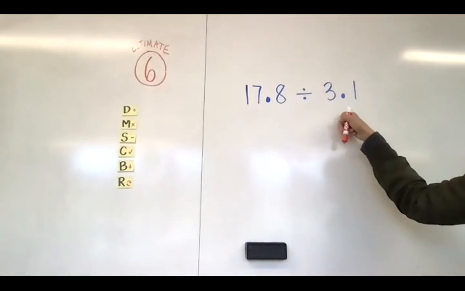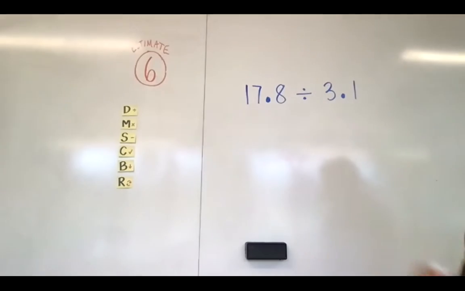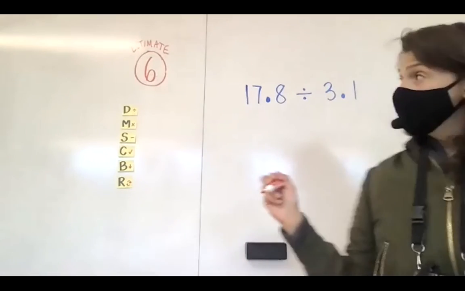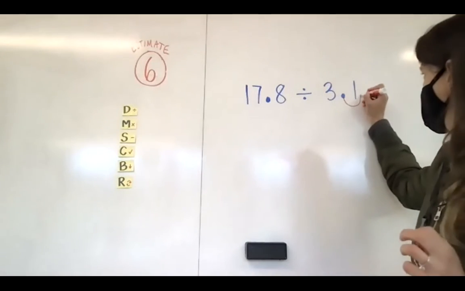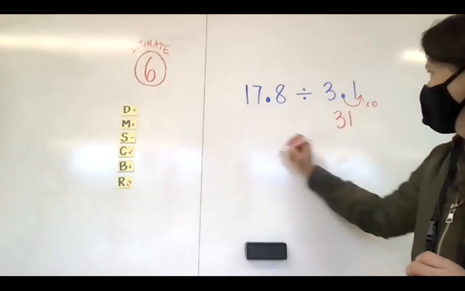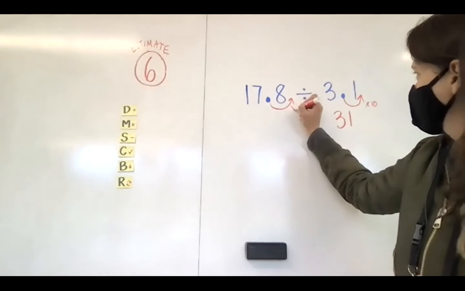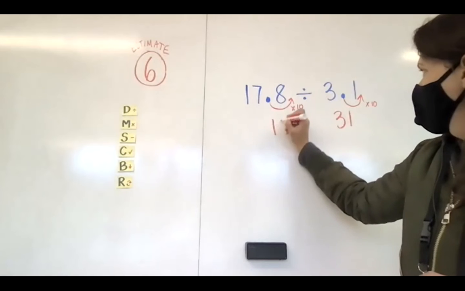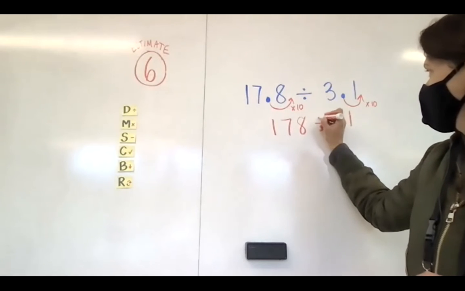Let's see. Now, here's where we're going to have to tweak it. We cannot work with a 3 and 1/10. We're going to have to change it. Zoe? Times 10. Whatever I do to my divisor, which is 31 here, we do to our dividend. Times 10, we get 178 divided by 31.